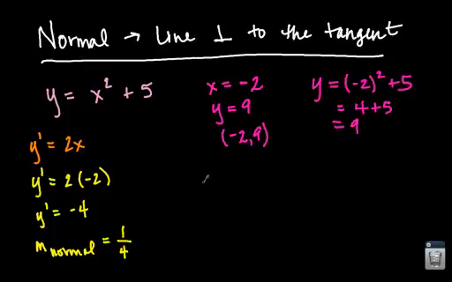Okay, so we handle this the same way that we handle writing the equation of any line. Everywhere we see m, we put in 1/4, because that's the slope of our normal. And then we go ahead and substitute 9 in for y.